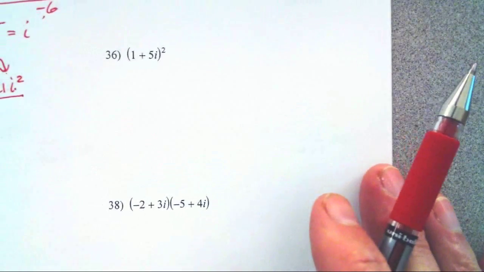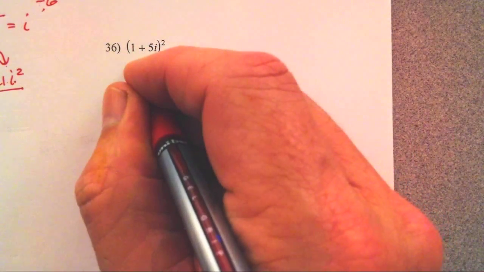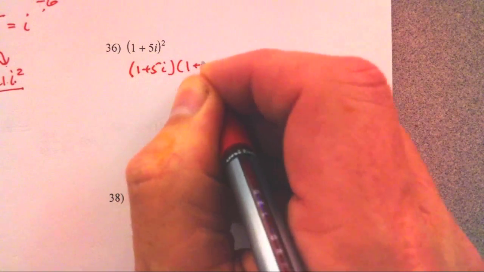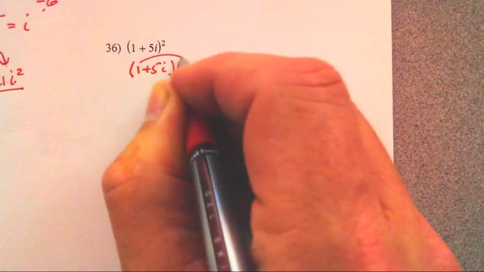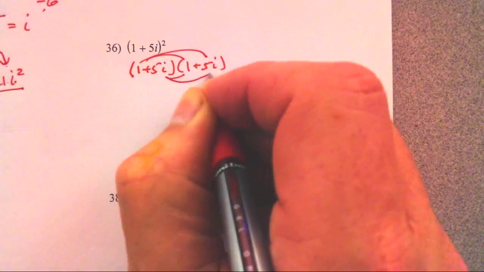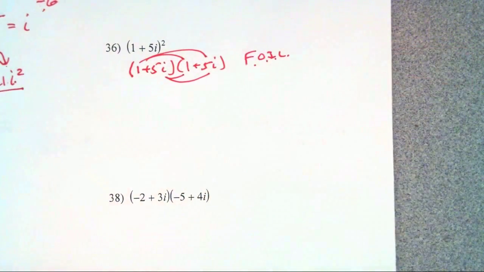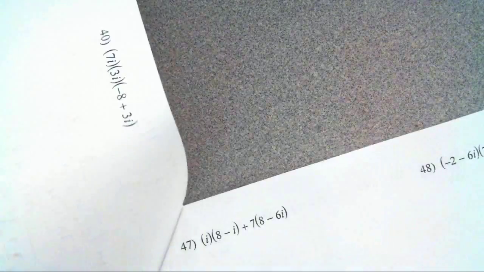All right, 36. Just to get you started on this, we would have to write this as 1 plus 5i times 1 plus 5i, and then make sure we FOIL. Then we're going to have some terms to combine. Now 36 will be just like 35.